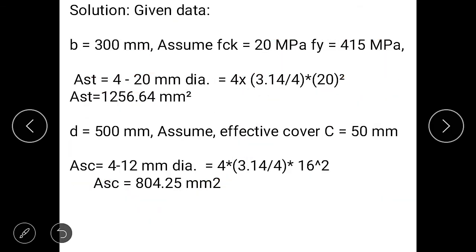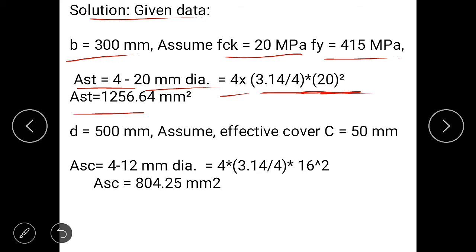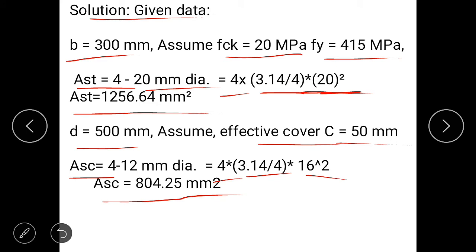Now the given data: B, width of beam, is 300 mm, FCK is 20 MPa, Fy is 415, AST is given as 4 bars of 20 mm diameter. So 4 bars, pi by 4 into d, diameter 20 square. So AST is 1256.64 mm square. D, effective depth of beam, is 500 mm. Cover C is 50 mm and D dash is also 50 mm. ASC is 4 bars of 16 mm diameter. So 4 bars of pi by 4 into d square, 16 square. So ASC is 804.25 mm square.